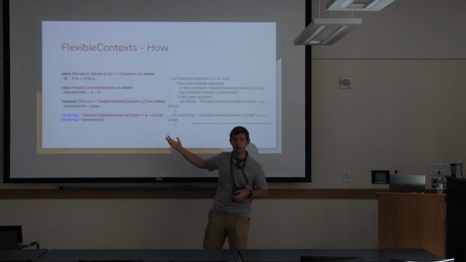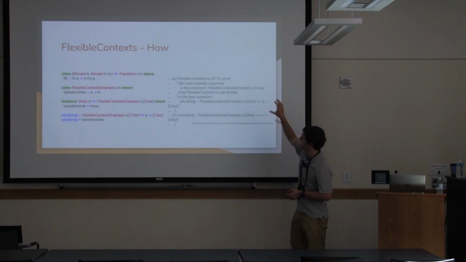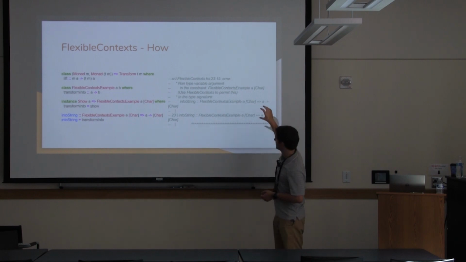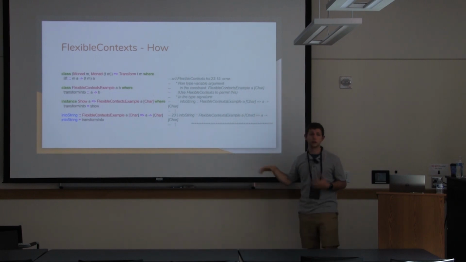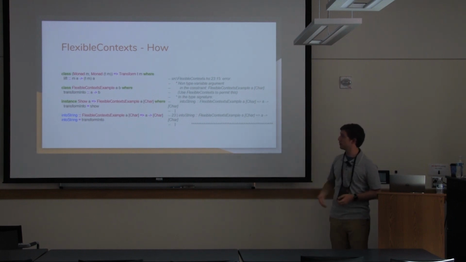So you might need it in another place here. So when you look at this, the compiler will also tell you that you have this non-type variable argument in the constraint. And this is a pretty safe one to get past. If you just turn on flexible context like it tells you, then you can kind of just move on pretty quickly. But this is kind of another use case.